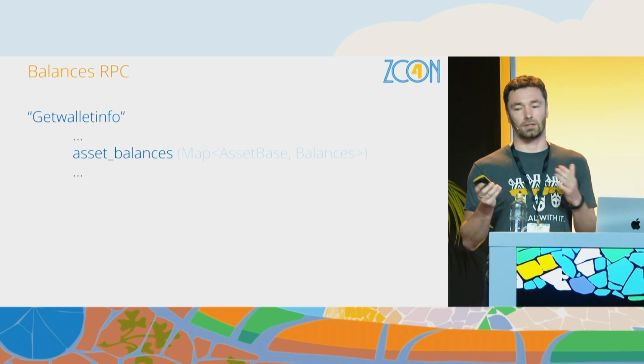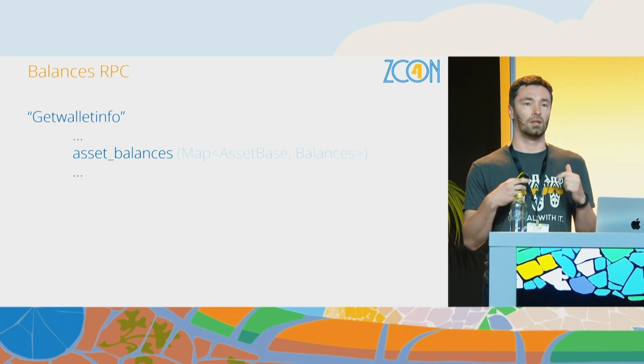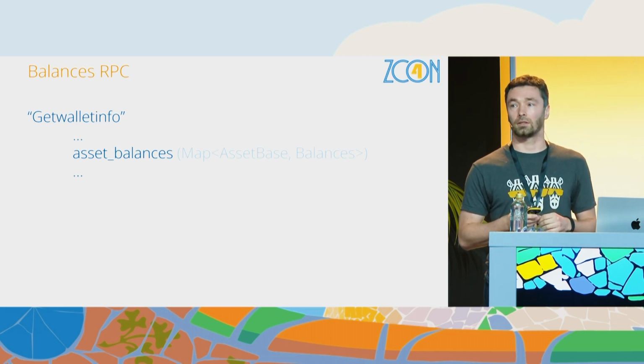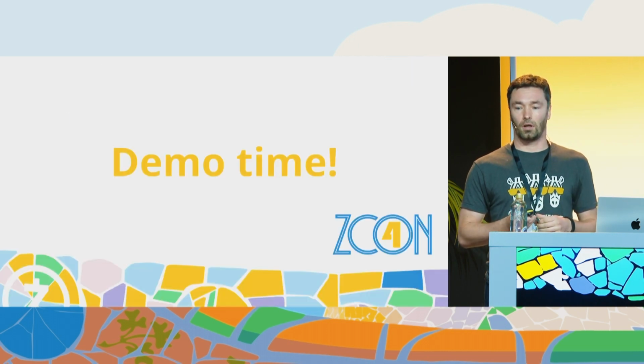But so far, you just call get wallet info. You get, in addition to all the things you already get, a map of asset balances that shows you how many of which assets you have. And so that's pretty much it for the RPC.